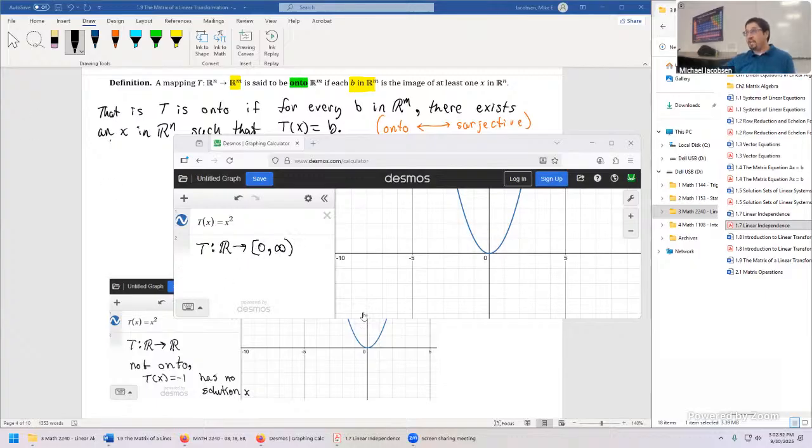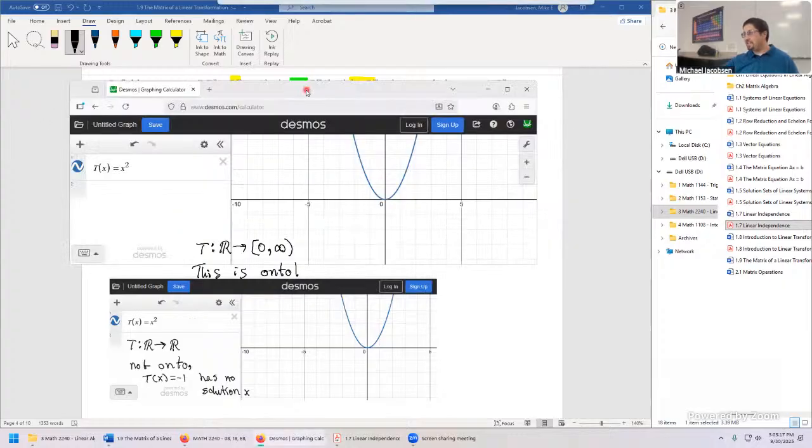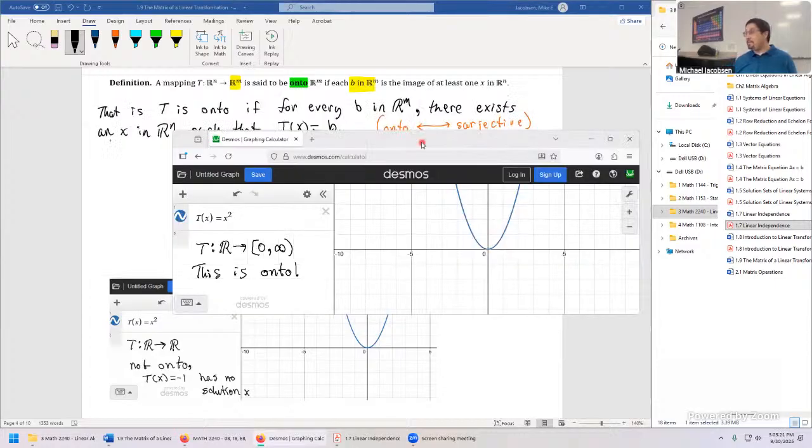If this is my codomain, it is an onto mapping, because for any element in the codomain from 0 to infinity, there are domain elements x, there are multiple ones, that map to that right value, giving us a solution. So going this way, this is onto. So kind of tricky in a way. Does that make sense to folks, the differences between the two?